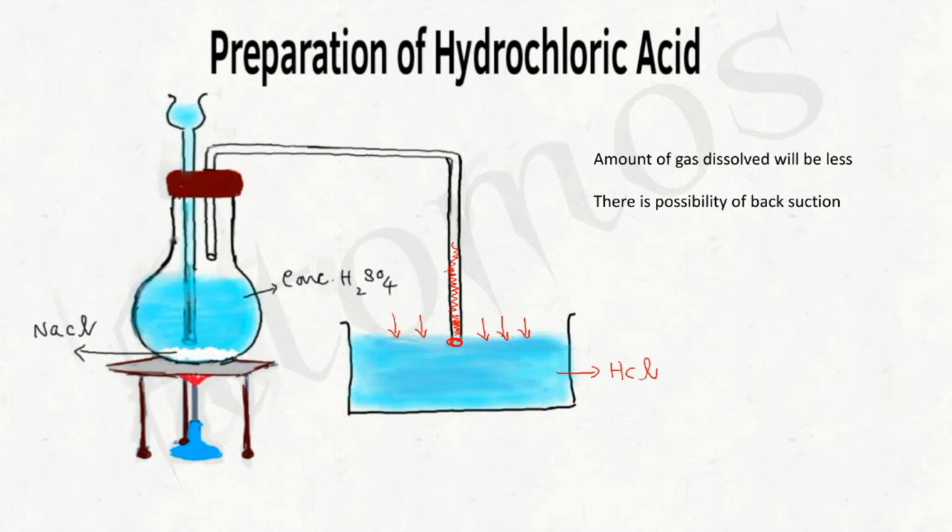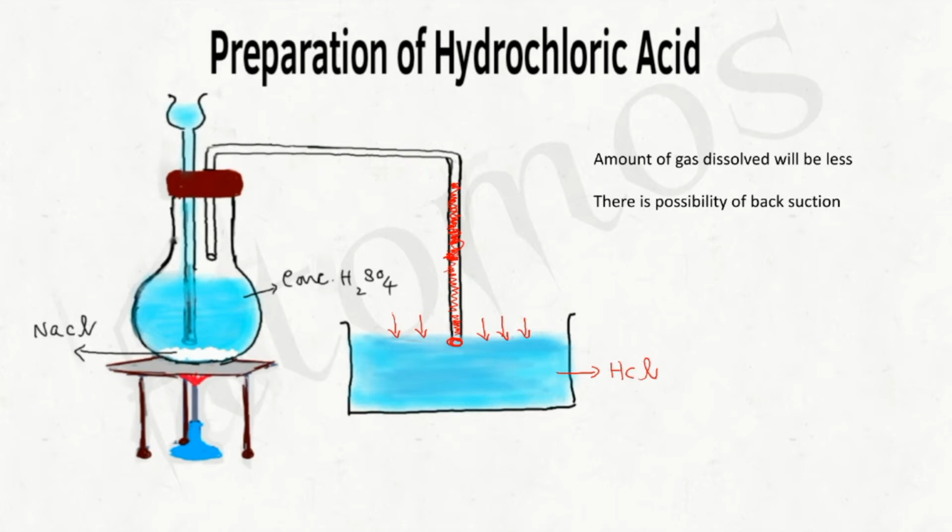Finally, it will reach the main reaction apparatus. There we have kept concentrated sulfuric acid. It is dangerous, no? When water directly comes in contact with concentrated sulfuric acid, it is a highly exothermic process, and it may lead to an explosion also. So that's the reason passing hydrogen chloride gas directly through this delivery tube into water is not a safe method for preparing hydrochloric acid. Got it?